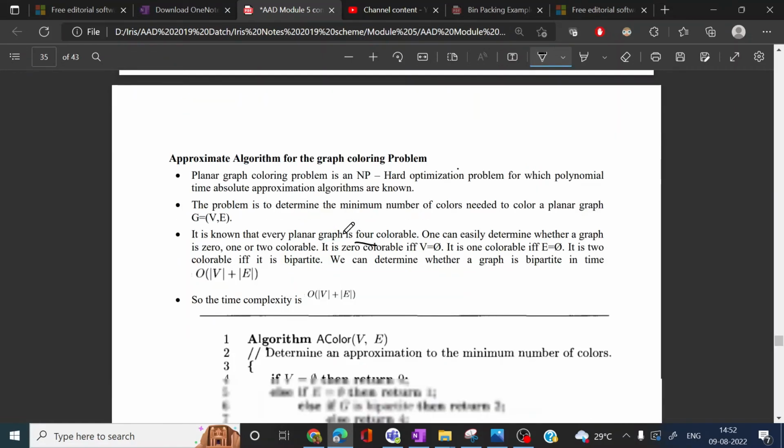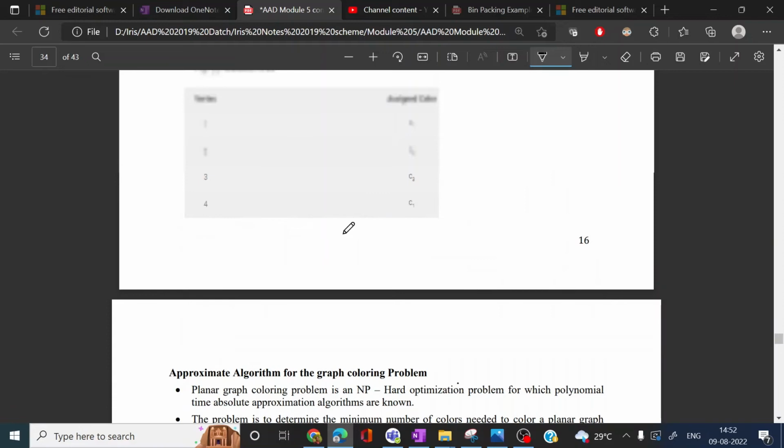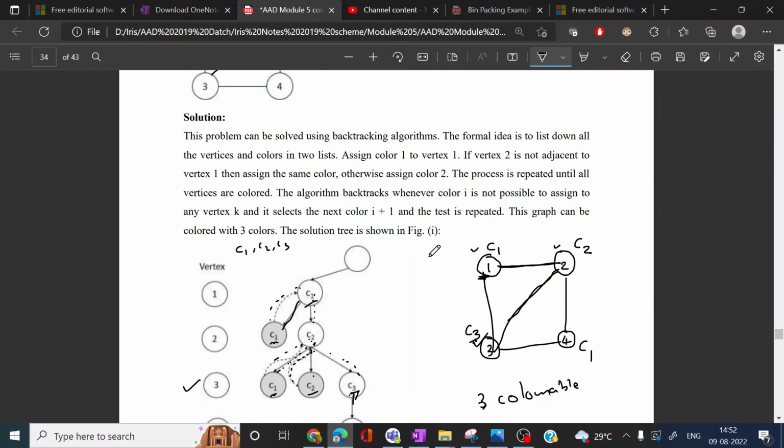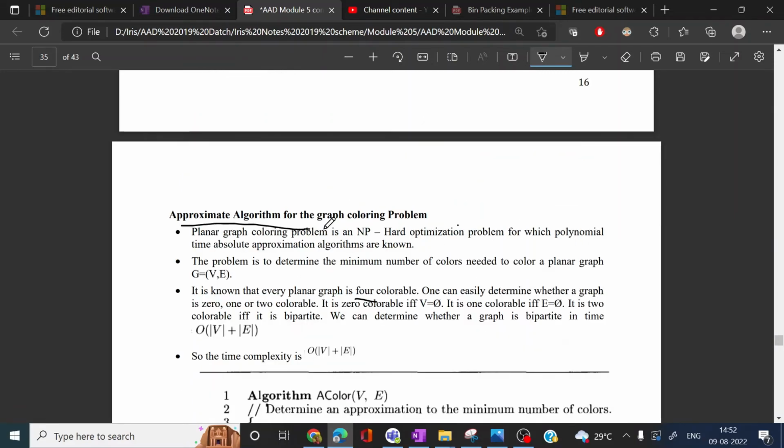Now, this is the exact method, or exact algorithm, which can be used for the graph coloring problem, but it will take exponential time. So here we have given an approximate algorithm for the graph coloring problem. Planar graph coloring is an NP-hard optimization problem for which polynomial time absolute approximation algorithms are there. We can have an approximation algorithm which takes only polynomial time.